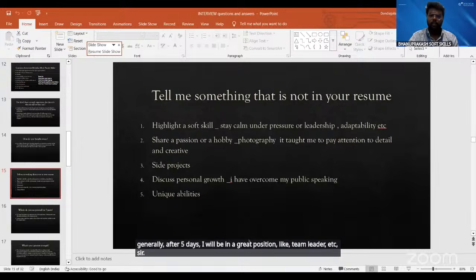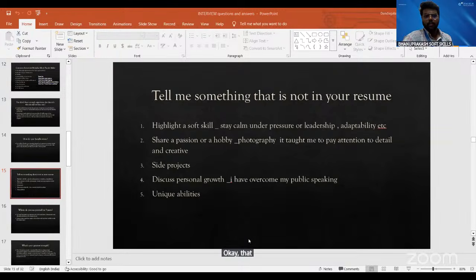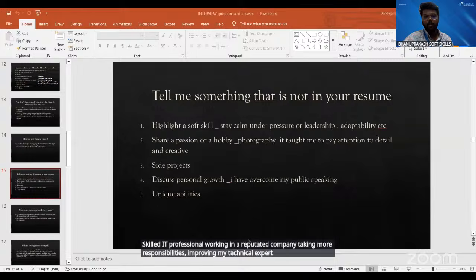Sir. Okay, that's good. I would like to see myself in a senior group. Okay. I would like to be in the highest position in my particular field. Okay. A skilled IT professional working in a reputed company, taking more responsibilities, improving my technical expertise, and contributing to the organization's growth. Okay.